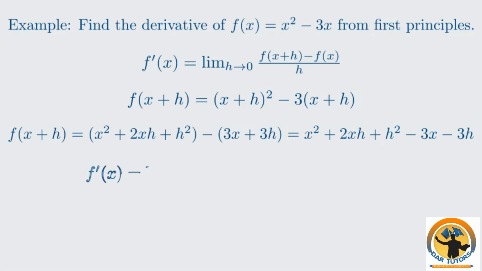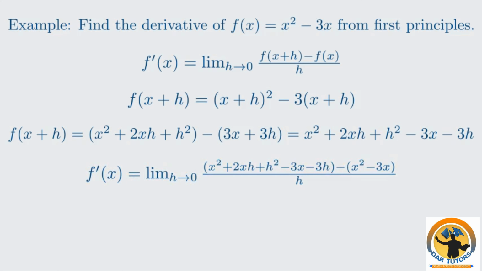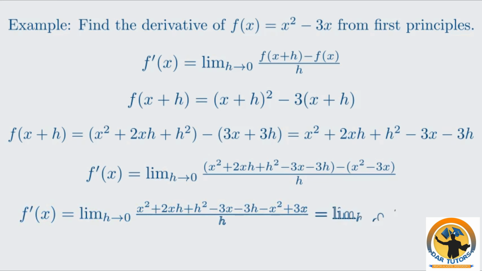F prime of x equals the limit as h approaches 0 of the entire expression for f of x plus h minus the original function f of x all over h. Let's simplify the numerator by distributing the negative sign and combining like terms. The x squared terms cancel and the negative 3x terms cancel. We are left with 2xh plus h squared minus 3h.